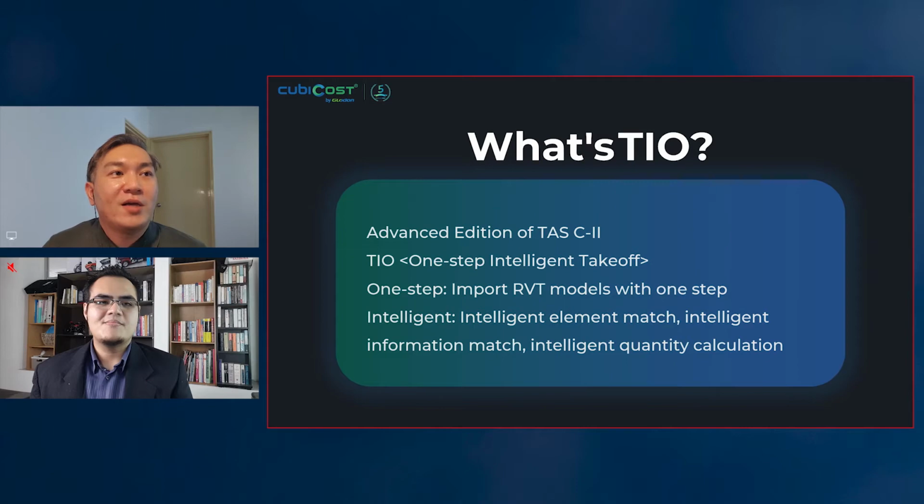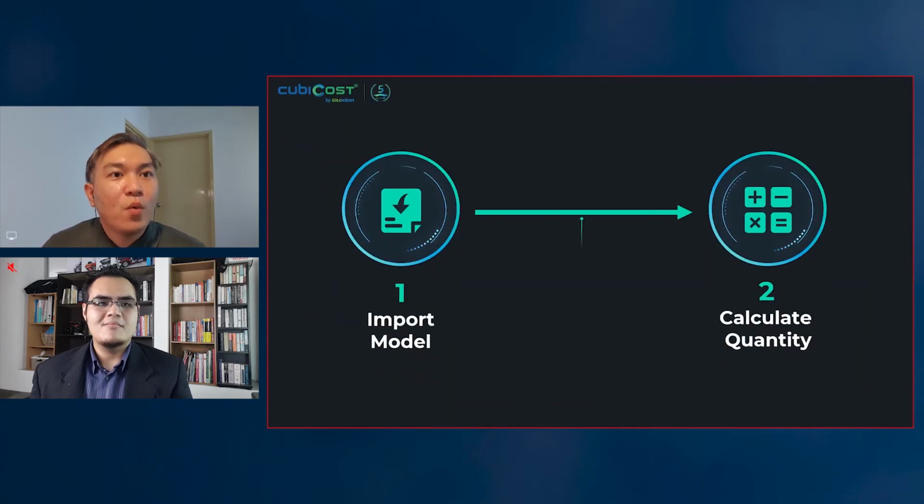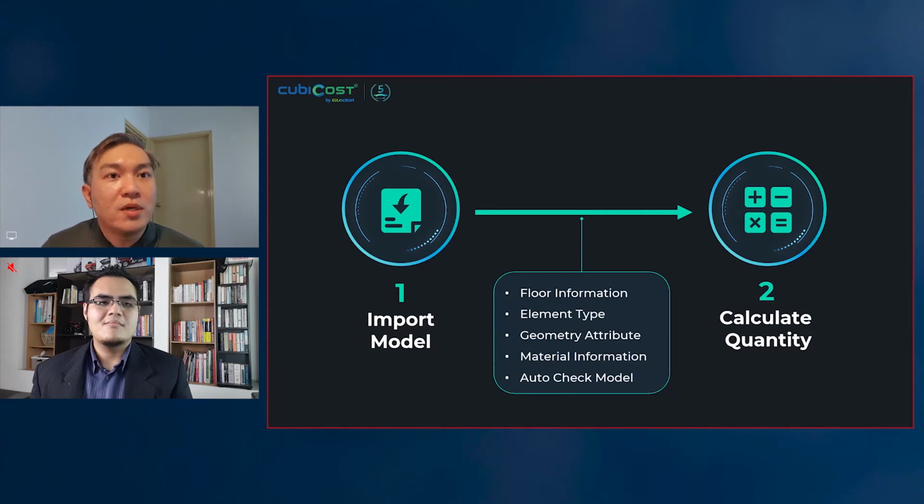So you might ask, what is TIO? It is actually the advanced edition of TAS that supports one-step intelligent takeoff. One-step import your BIM model, then click calculate to extract the quantities. When you import the BIM model, we use intelligent AI technology to identify various information and auto-check your model.